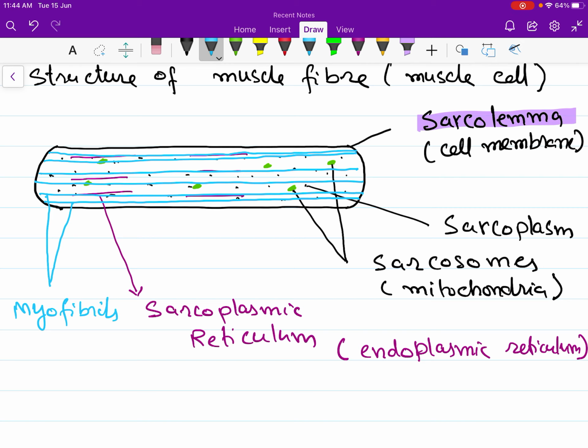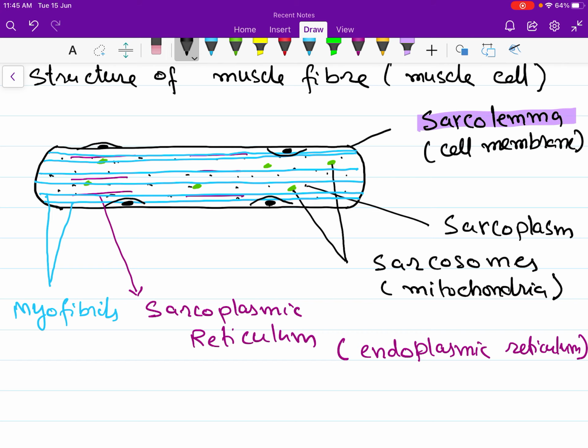One more important feature of these cells is that these skeletal muscle fibers are syncytial, which means that they are multinucleated. So there are many nuclei present within the muscle fiber of a skeletal muscle, and these nuclei are usually present towards the periphery.